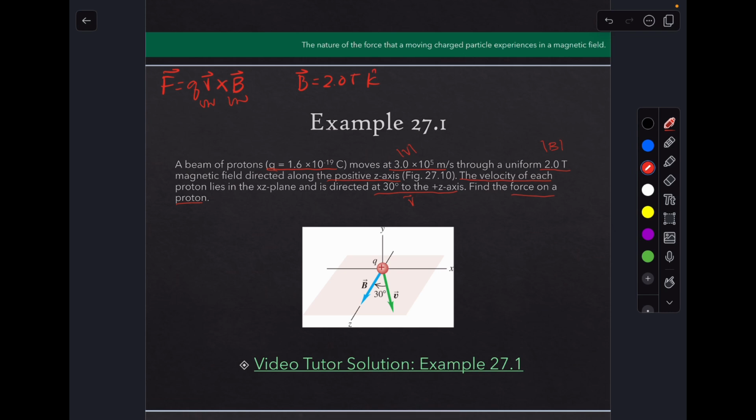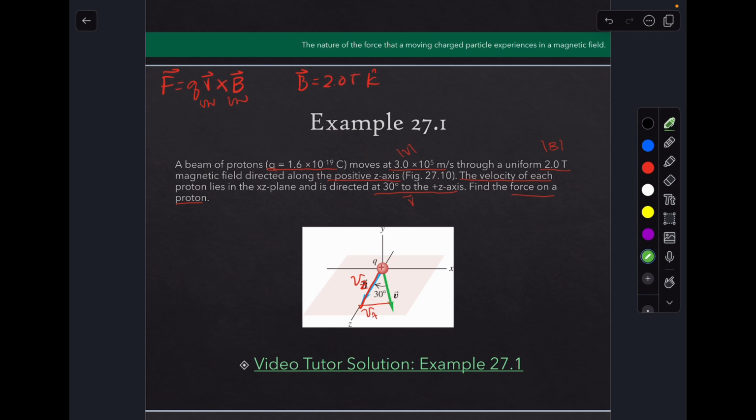What about the velocity vector? That's going to take a little bit more work, so let's look at it. The magnitude of the velocity vector is 3 times 10 to the 5. It's pointing at an angle of 30 degrees from the Z-axis, and it's lying in the XZ plane. So it's going to have a component in the X direction and a component in the Z direction. Let's redraw that so we don't have the B vector in the way.